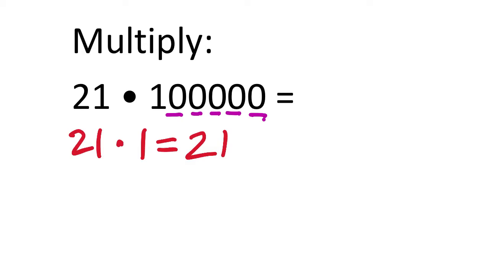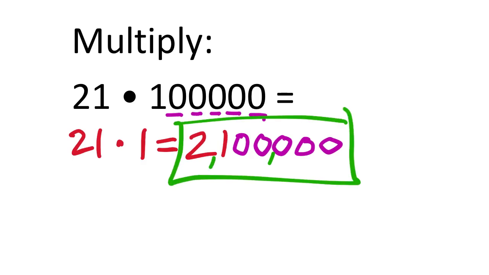But then, and this is where it becomes crucial because this happens often enough on a test or a quiz, students forget to tack on the zeros. And it's not like they did it wrong, it's just that they forgot to tack it on. So I had 5 zeros there, so that's 1, 2, 3, 4, 5. That's 2,100,000 right there. That would be the product of 21 and 100,000.